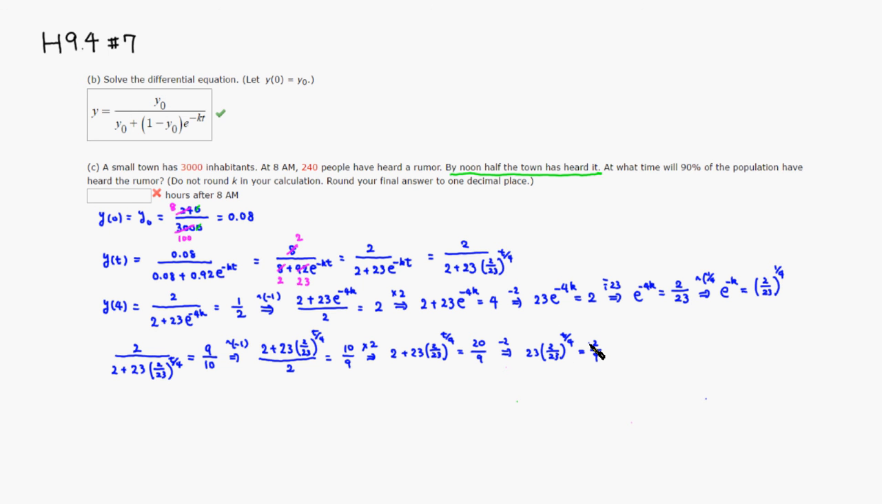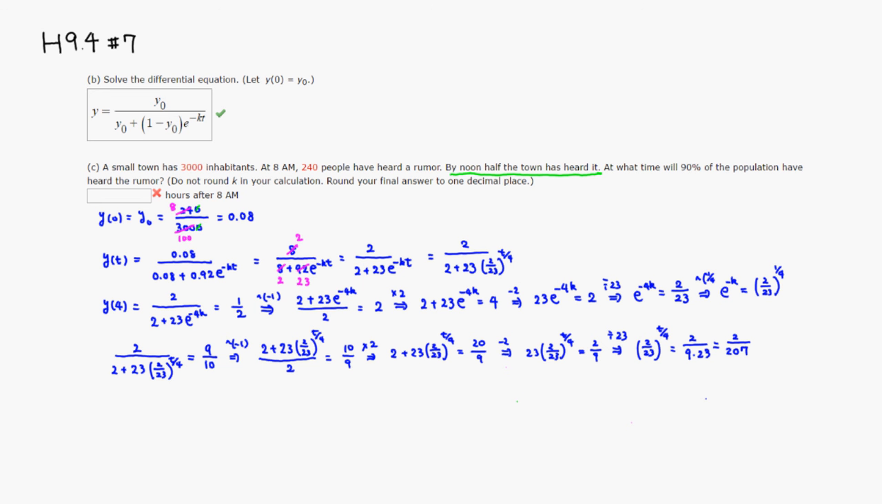Then we can just divide through by 23. So it's going to be 2 over 23 raised to the t over 4, which is equal to 2 over, I'm going to just put the 9 times 23, maybe I'll go ahead and do that. So it's 2 over, and 3 times 9 is 27, and 2 times 9 is 18, so it's going to be 207.